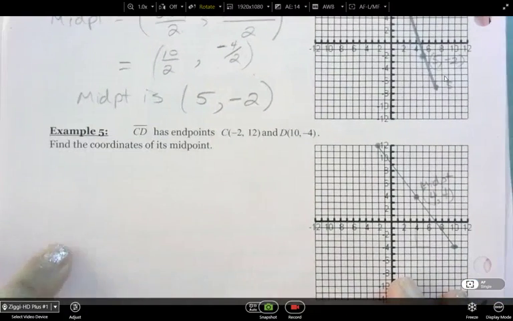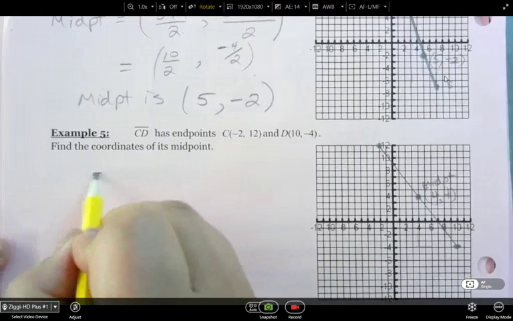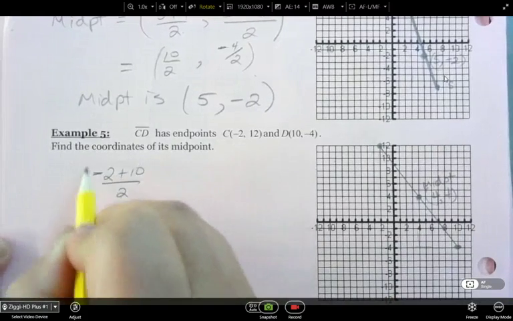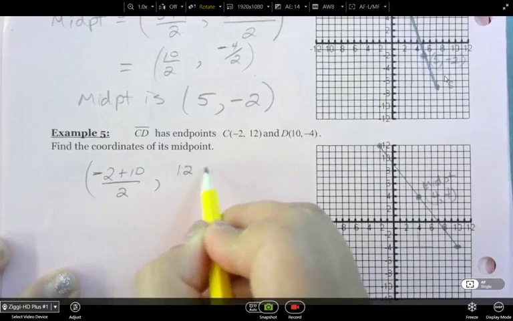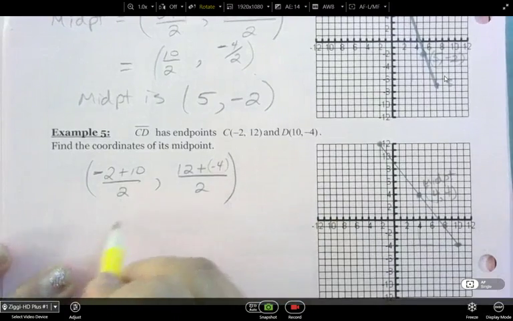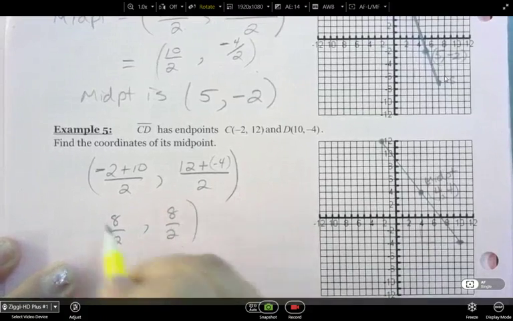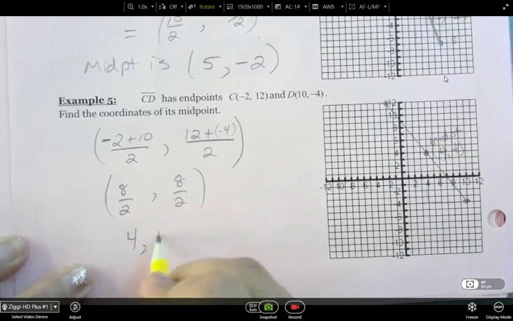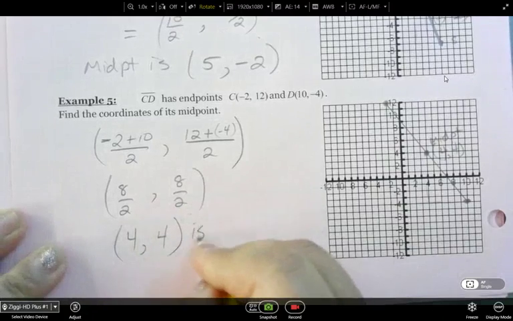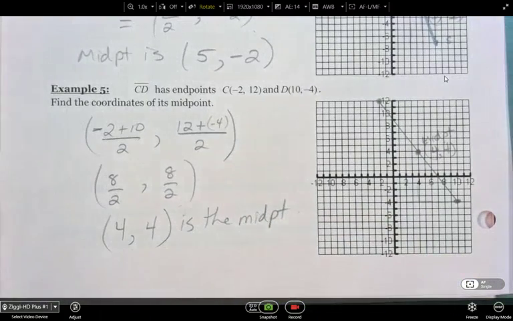Now, let's have a look using my formula and see what I end up getting. So what are my x values? -2 and 10. And what are my y values? 12 and -4. So find the averages there. So I've got 8 over 2, and then I've got 8 over 2. What does that reduce to? 4, 4. So this is my midpoint. Fairly simple? Okay.